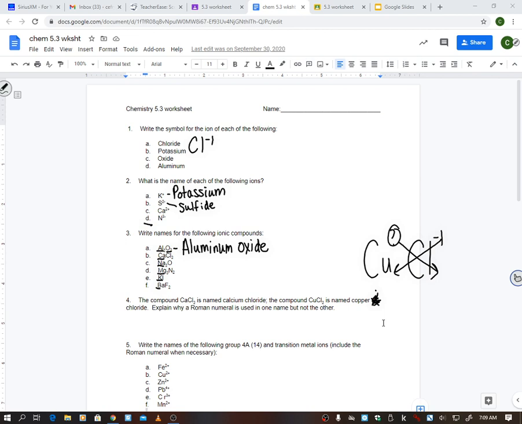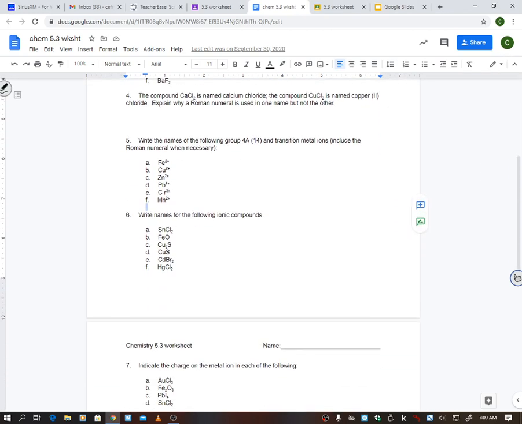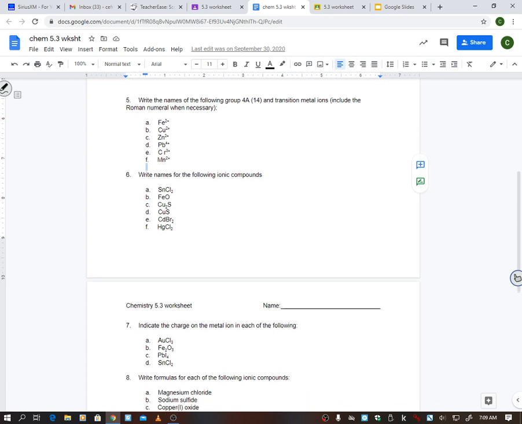So that's why it's really important that when we're writing the names, if it is a transition metal or something that does not have a charge like tin or lead, they're not transition metals, but we don't know the charge, then we need to make sure that we're putting the Roman numeral there. All right, so number 5, that's what number 5 was gearing you up to do. It was just as simple as saying, hey, Fe is iron, and it's got a +2 charge, so I'm going to do this, iron 2, with a Roman numeral. That's what you're doing for all of those.